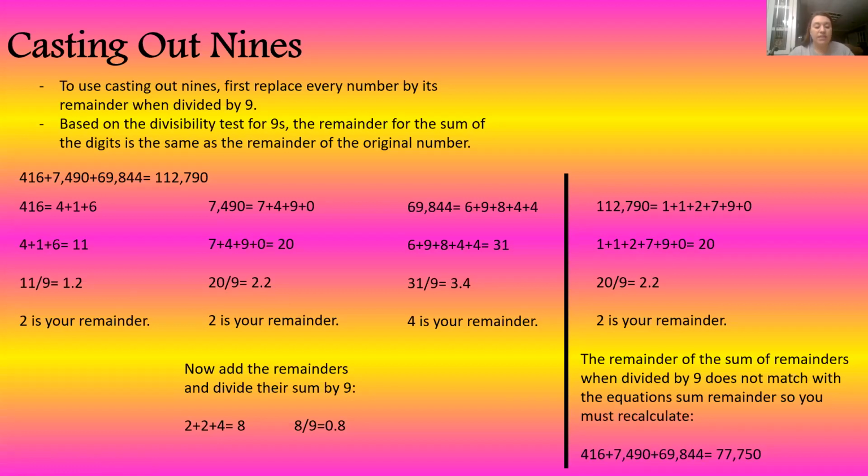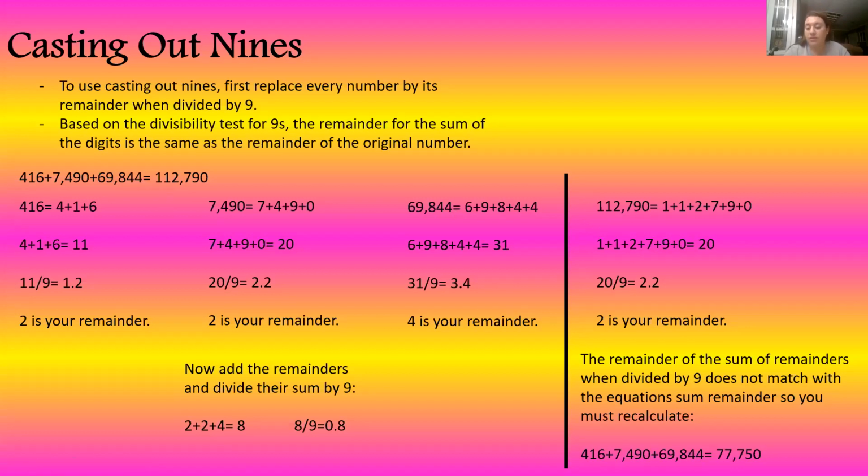Now add the remainders and divide their sum by 9. So 2 plus 2 plus 4 equals 8. And then you do 8 divided by 9, it gives you 0.8. Now, you do what your numbers are supposed to equal. You do the same thing to figure out if that is correct. Okay, so 112,790 equals 1 plus 1 plus 2 plus 7 plus 9 plus 0, which gives you 20. Now, when you do 20 divided by 9, it gives you 2.2, and your remainder is 2.